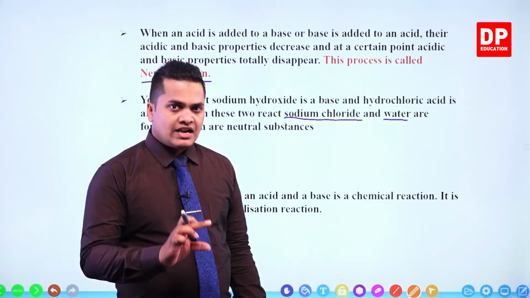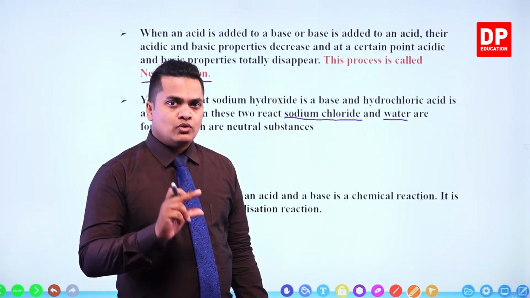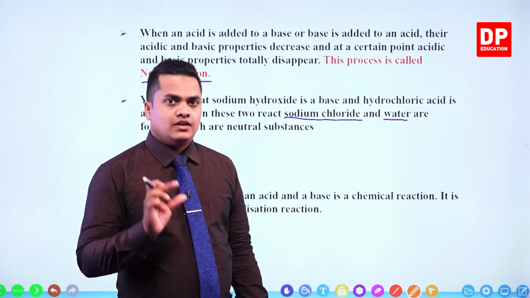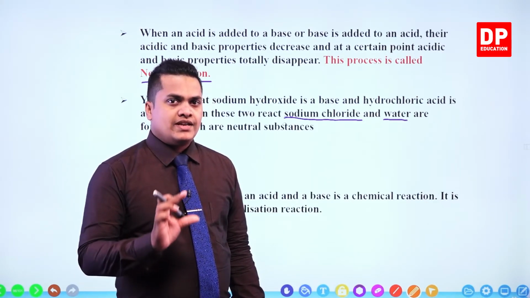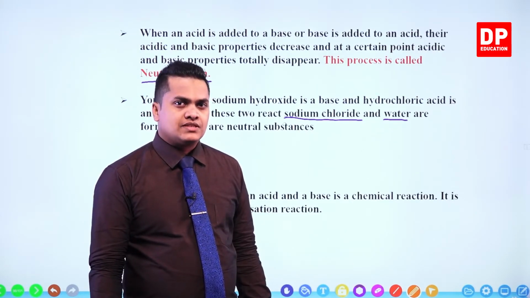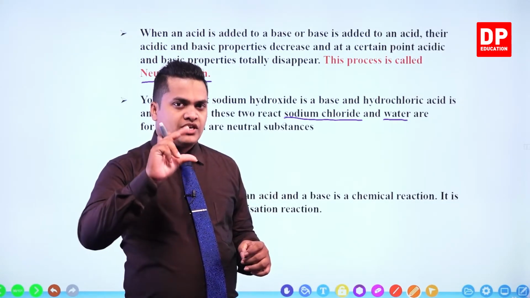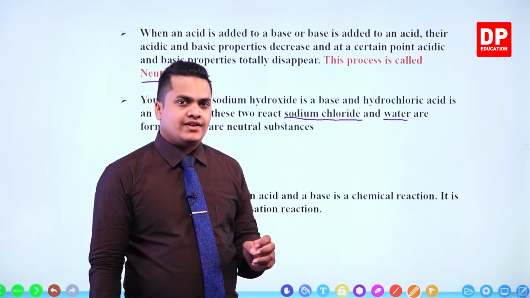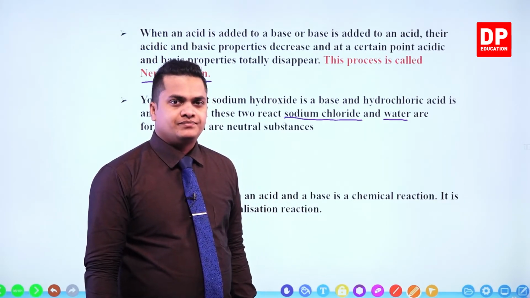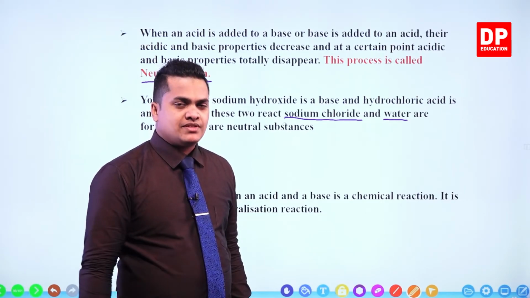We added a red litmus. Red color remains the same. We added a blue litmus. Blue color remained the same. We added some amount of phenolphthalein. Phenolphthalein remained the same. So my dear children, we can say that sodium chloride is a neutral substance. That's why indicators are not giving out a color. And if you check with the pH scale, it is showing a value which is nearly equal to 7.